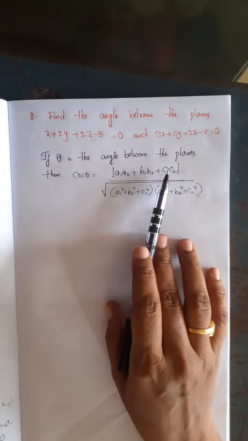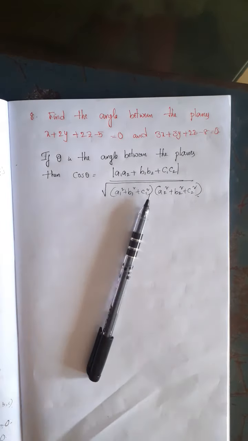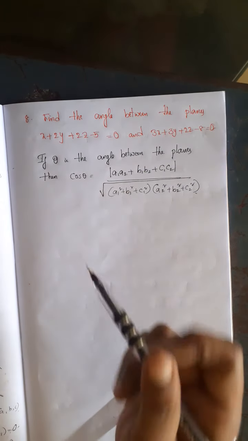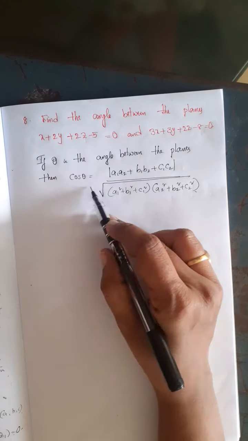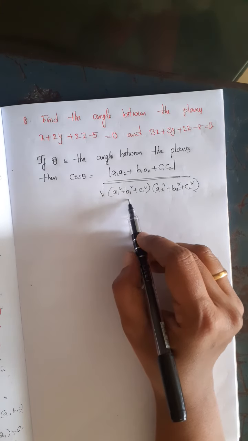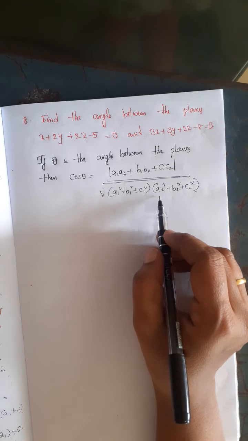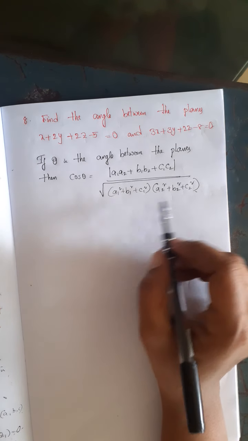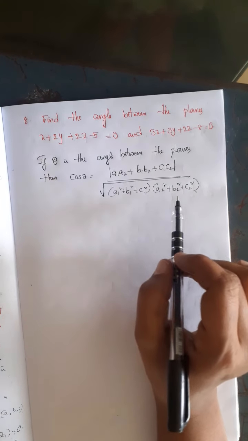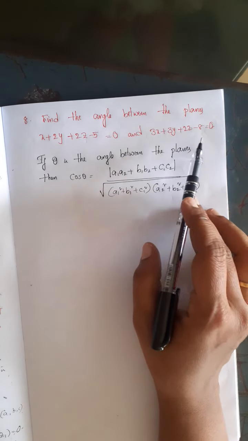The next question is to find the angle between two planes. Suppose there are two planes like this. They are intersecting each other. Then you can find the angle between them, right? So how do you find the angle? cos theta is given by (a1a2 + b1b2 + c1c2) divided by under square root of (a1 square + b1 square + c1 square) into (a2 square + b2 square + c2 square). Here a1, b1, c1 are the coefficients of the first plane equation, and a2, b2, c2 are the second plane equation's coefficients.